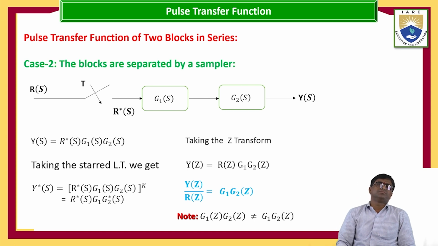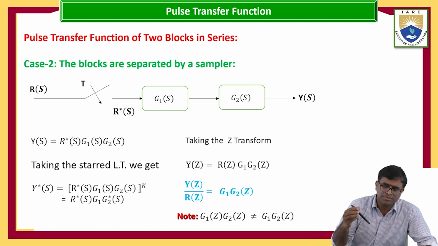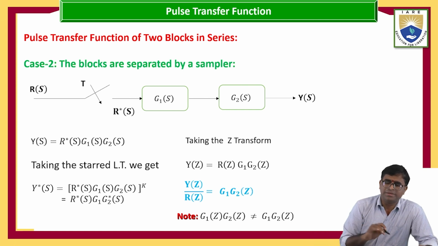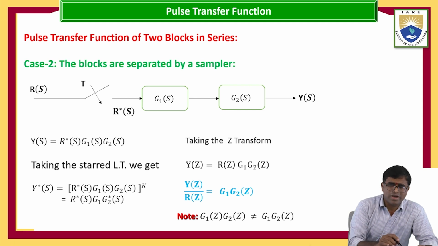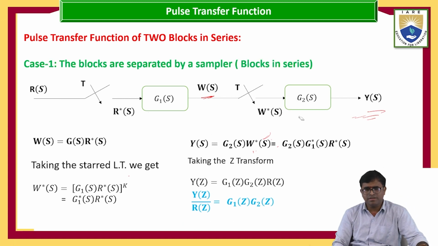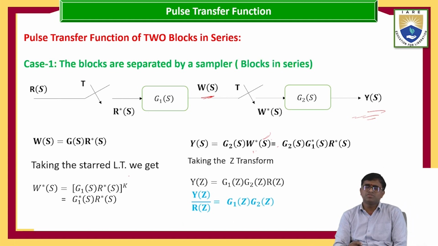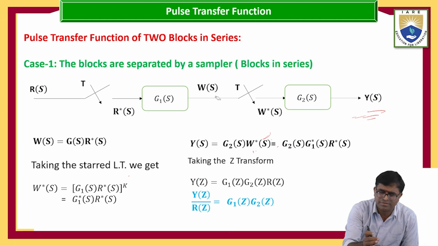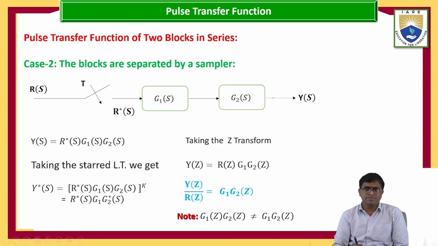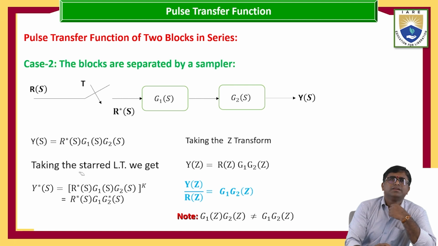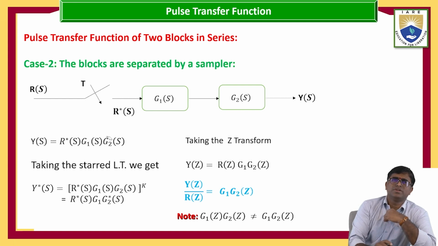Case 2. Coming for here. In case 2, the blocks are going to be separated by a sampler only. Only one sampler: R of S, R star of S, G1, G2 of S. Whereas in the previous section, two blocks are in series with two samplers. Similarly, go for here. In the present section, what happened? Here, Y of S equal to R, when the switch is closed, R of S into G1 of S into G2 of S.